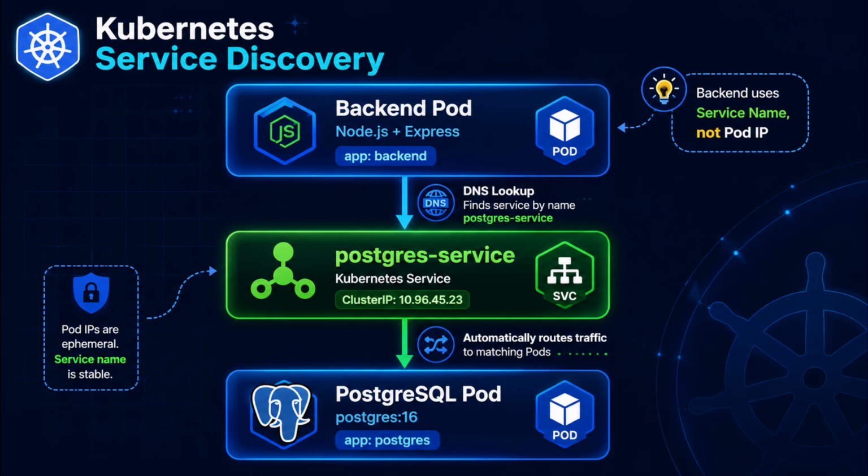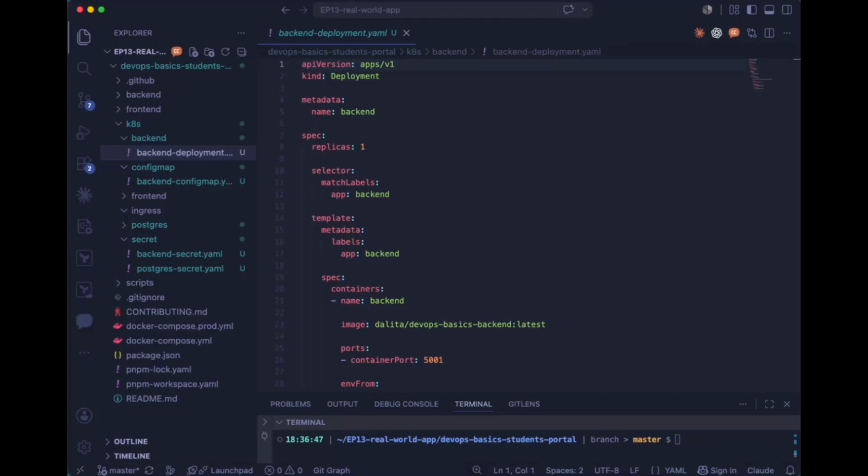Now that we understand how Kubernetes service discovery works, let's go back to our deployment. The backend doesn't need to know pod IP addresses. It only needs the service name. Kubernetes takes care of the networking for us. So let's continue building our backend deployment.